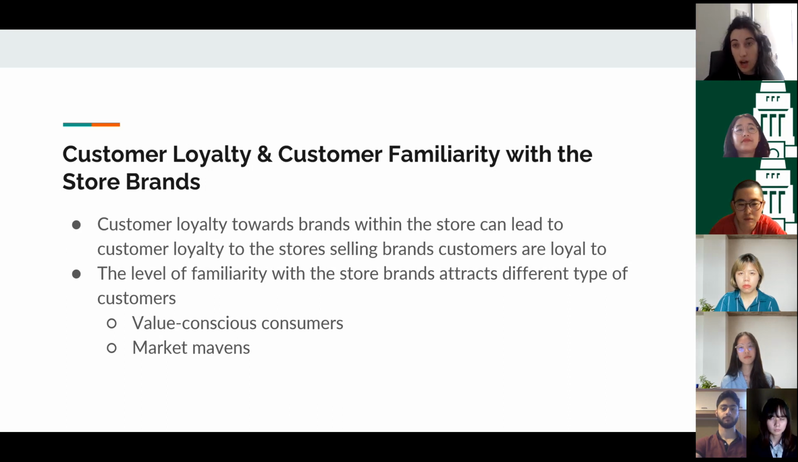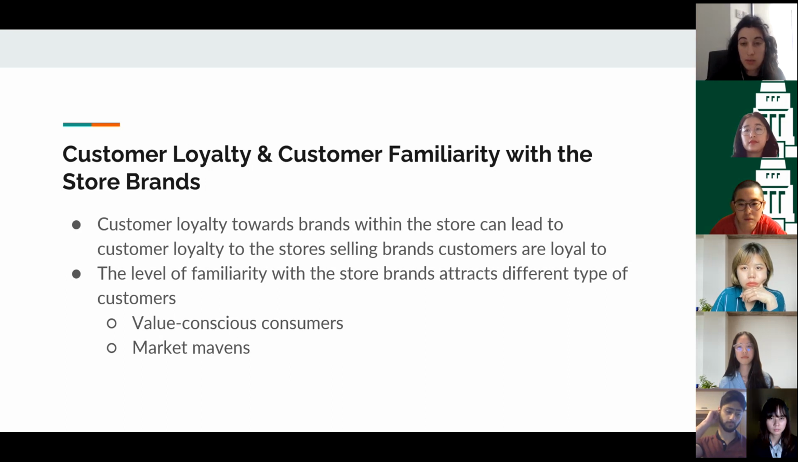Market mavens are those who have an extreme amount of information about the different types of products and the quality of the brands. And for them, buying their favorite, like the brands that they are loyal to, means buying the best product available in the market. Next, please.